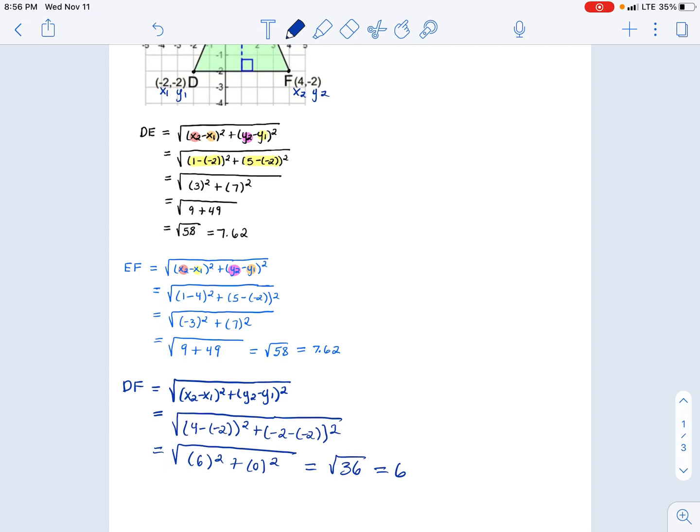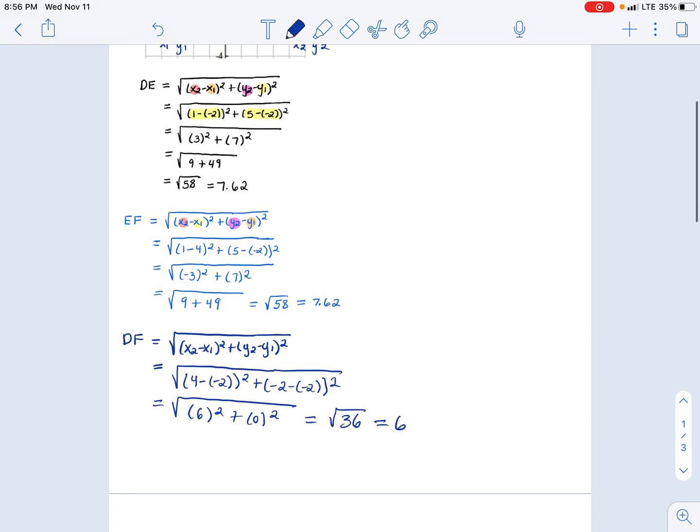Whereas negative 2 minus negative 2, that gives me 0, because those two minuses there become a plus. So I have negative 2 plus 2, which gives me 0. So when I square those two things, I just have 36 plus 0 inside the root. And so I just get the square root of 36, which is 6.